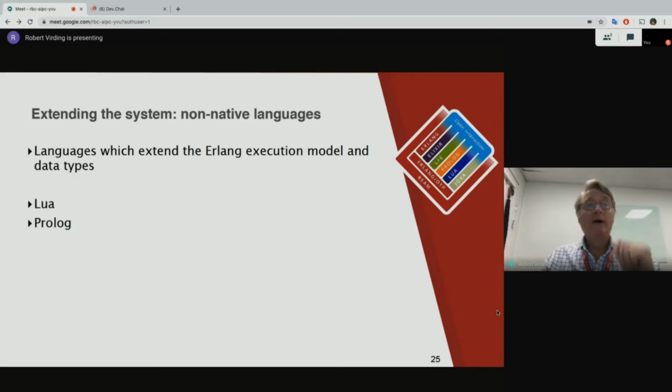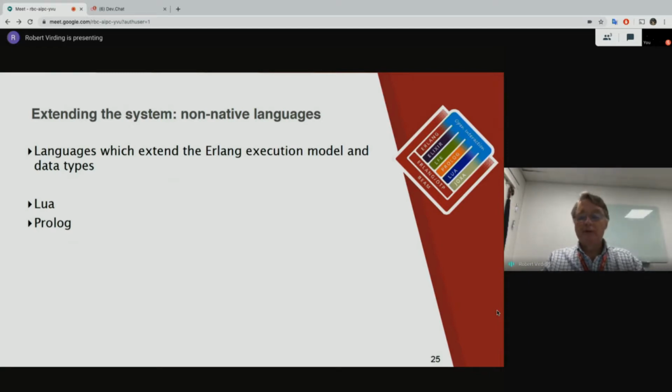The other one we're looking at, as we go down another level here, I call non-native languages. So these are languages running on top of Erlang, implemented in Erlang, but don't have the same Erlang execution model. And I'm just going to mention two here, which I have done myself, so I know what's going on here. There's the implementation of Lua and an implementation of Prolog. And they are very different languages semantically and in how they handle data from Erlang.